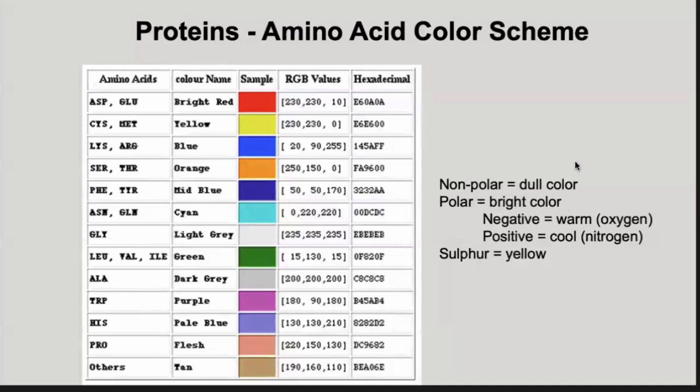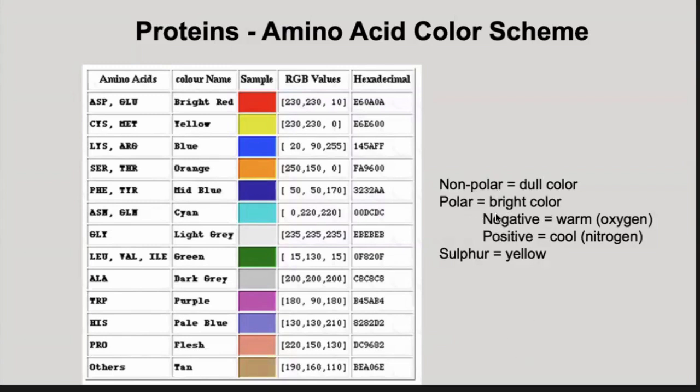So the non-polar amino acids are represented by dull colors like tan, and this is an unfortunate choice of names to call that flesh because it's obviously only the flesh of a certain part of our population, but we'll just call it peach maybe. Dark gray, light gray, those are all pretty dull colors. So those would be colors that would be used to represent amino acids that had a non-polar side chain. All the brighter colors are for amino acids that have a polar side chain where there's actually a charge in the side chain.